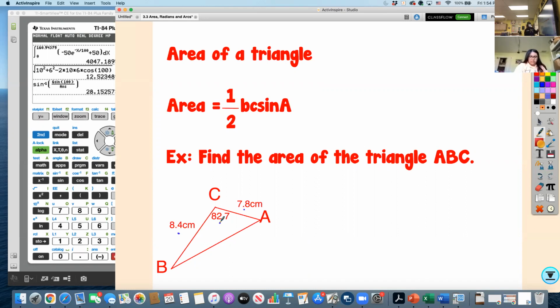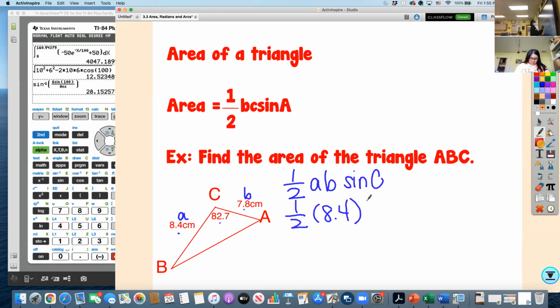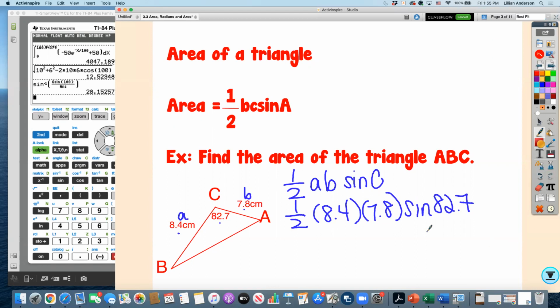So here, as you can see, we have angle C, we have side A, and we have side B. So in this case, the formula would be 1/2 ab sine of angle C. Okay, but again, two adjacent sides and the angle that's included between. So then we just plug in 1/2 times 8.4 times 7.8 sine of 87.2. And so we'll type that in to find the measure of the area of our triangle.